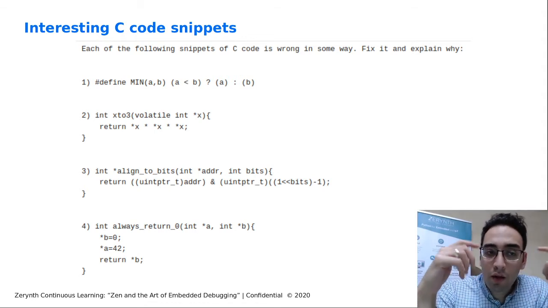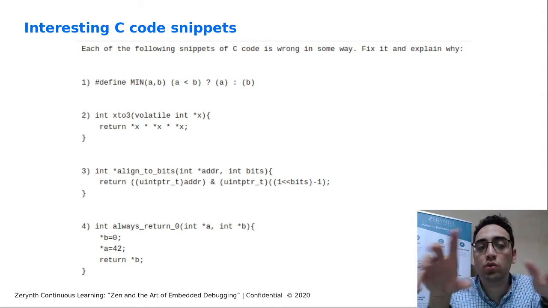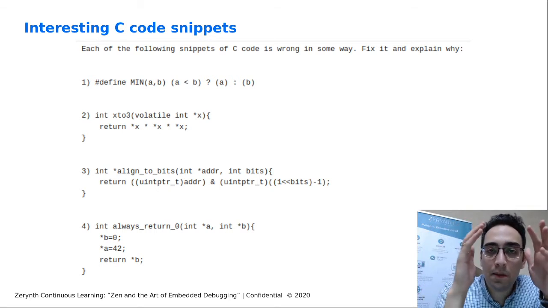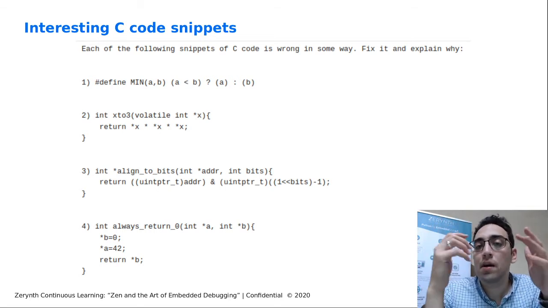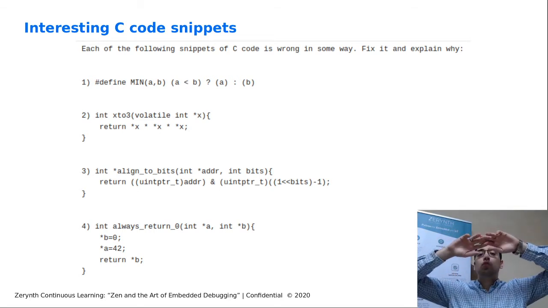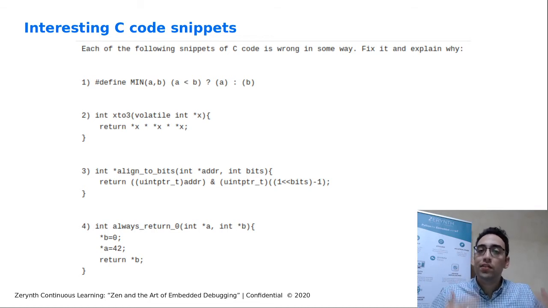Okay, there's a question: how do we fix the hash define in number 1? How do we fix the hash define minimum of A and B? We fix it by putting parentheses around A and B. Why? Because the parenthesis has a higher order of operation, so it will be executed first. That way the expression will be evaluated first, and it wouldn't mess with the other operators, such as the less than operator.